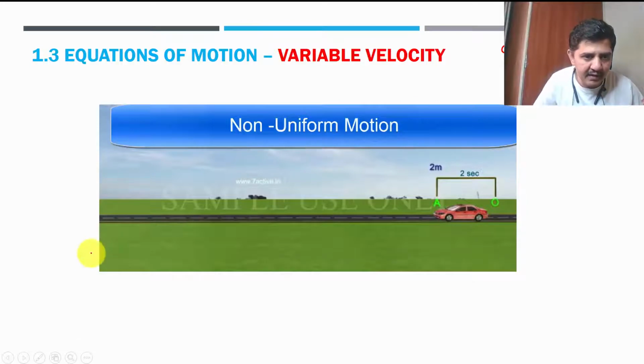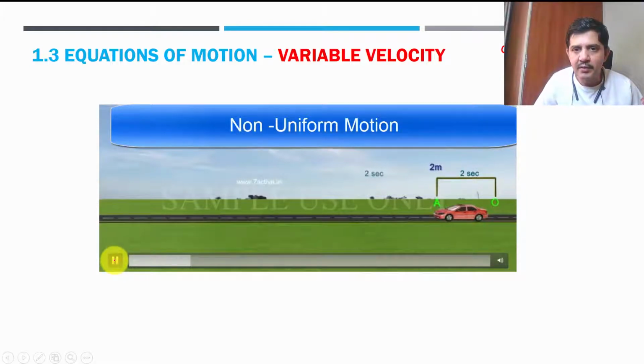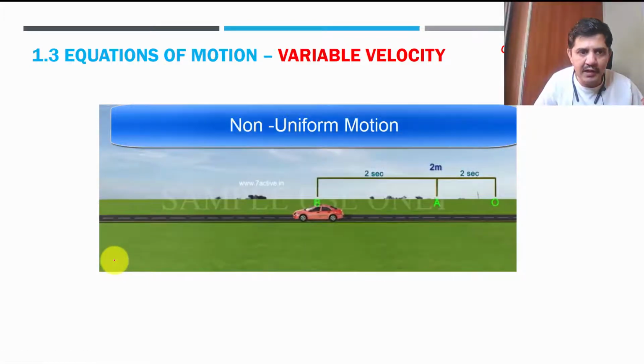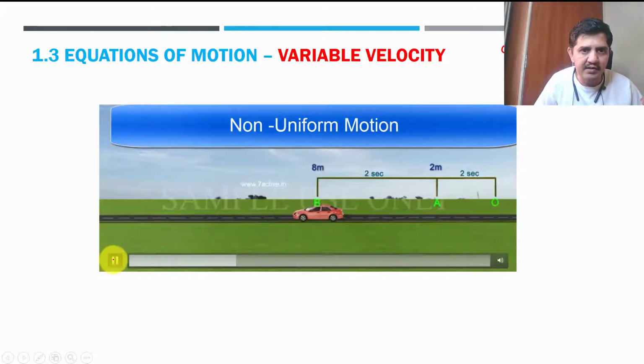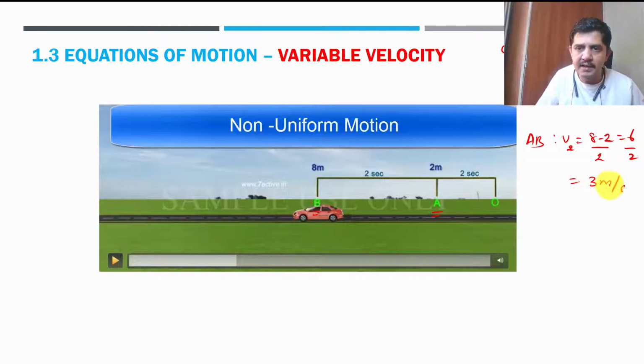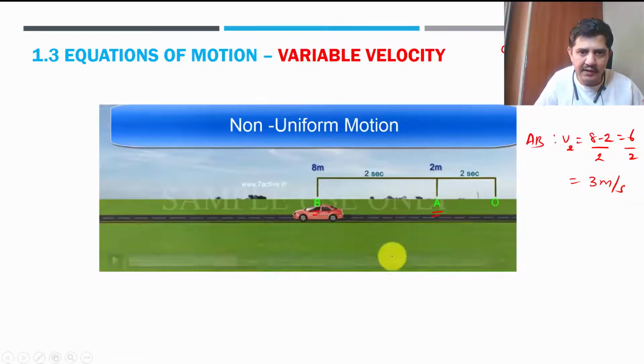Now, let me run the trial once again. Let me make the car move. I'll click on this play button. Now you see the car moves from point A to point B and has reached a distance of 8 meters, right? In the region from A to B, the velocity is 8 meters minus 2 meters, which is the displacement, so 8 minus 2 equals 6, divided by the time taken, 2 seconds. This should be equal to 3 meters per second, right? We have got the velocity V2 in the region A to B.